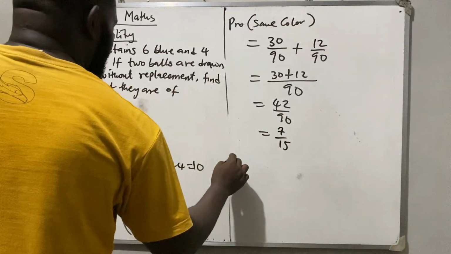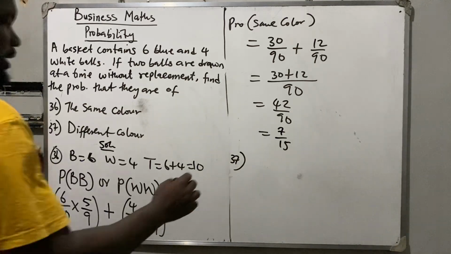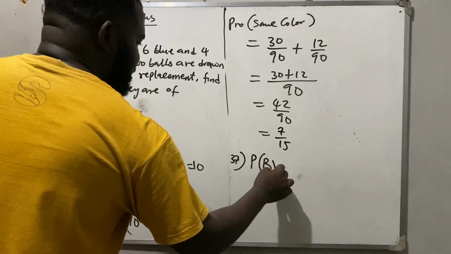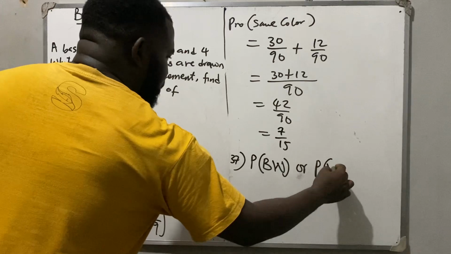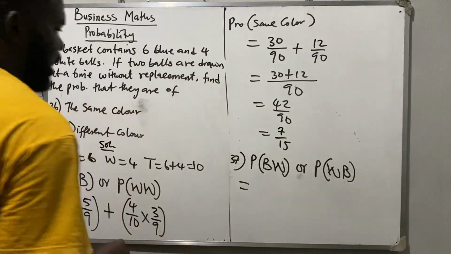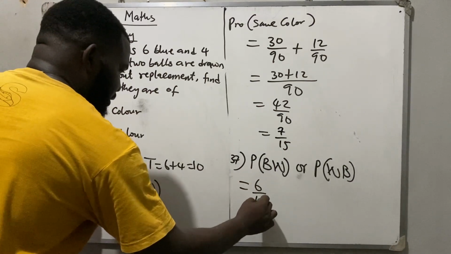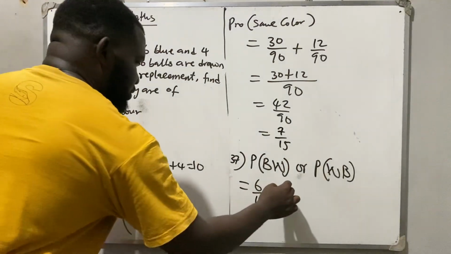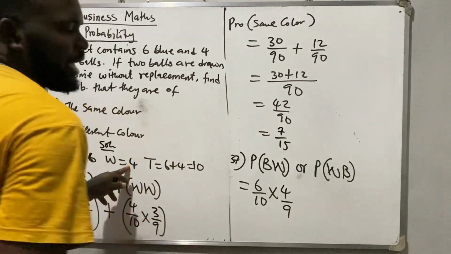Very simple. So question number 37 says that they are of different color. So they are of different color is the probability that you pick the first one, it becomes blue, then you pick the next one, it becomes white. Or the probability you pick the first one white, while the second one becomes blue. So the probability of picking blue is 6 over 10, and you now pick the next one, it becomes white. The white is complete, but don't forget that one of the blue is out, so the total is going to be 9 here.